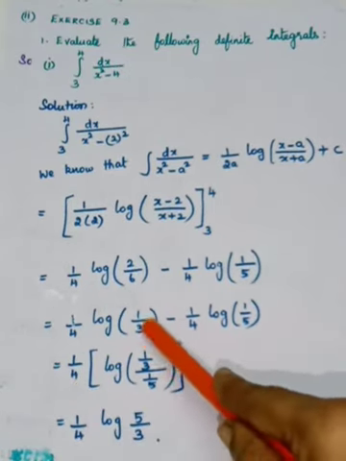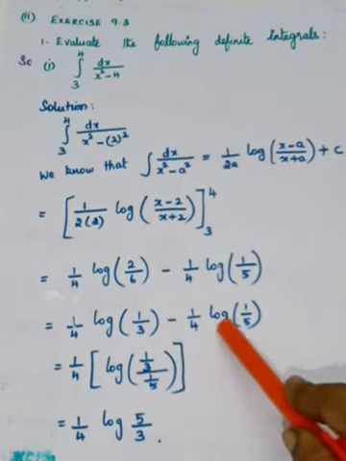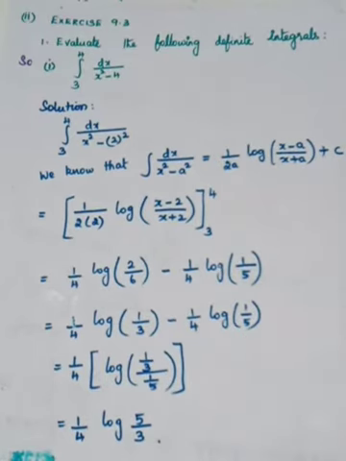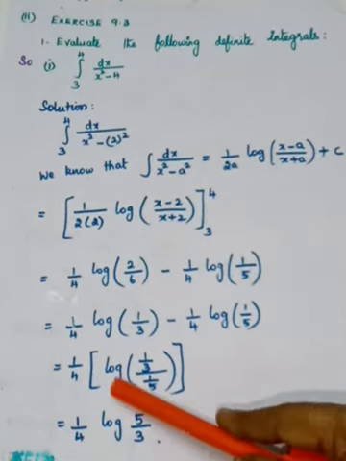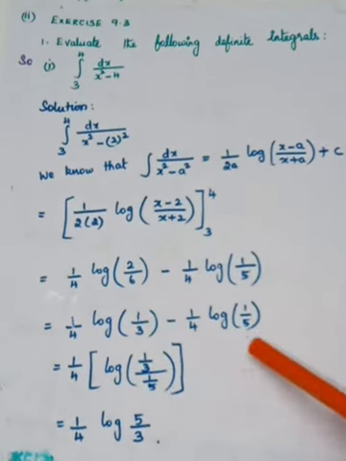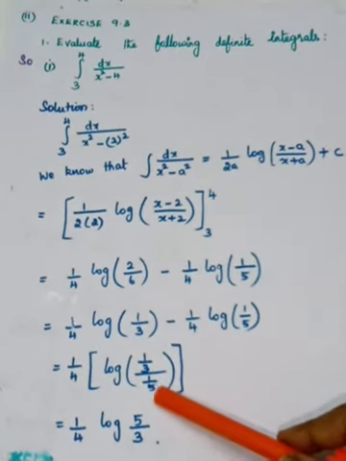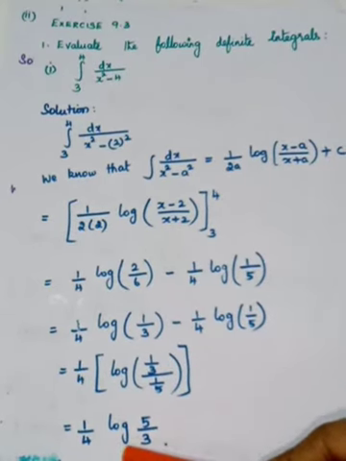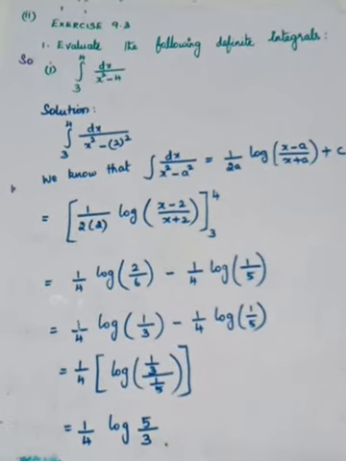After taking 1 by 4 out, it is in the form of log a minus log b. So using the logarithmic formula, it can be written as log of a by b. What is it? It is 1 by 3 divided by 1 by 5. So this 5 will go to the numerator. So your answer is 1 by 4 log of 5 by 3.